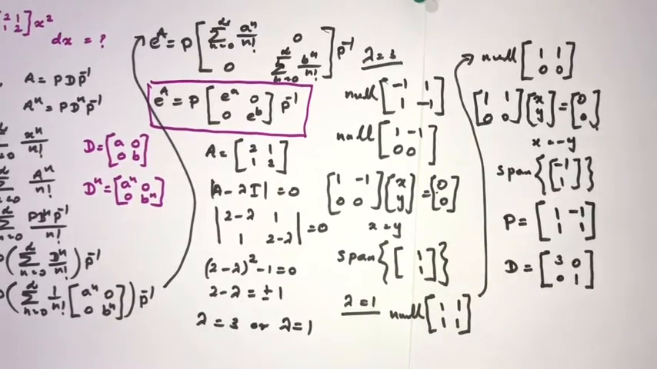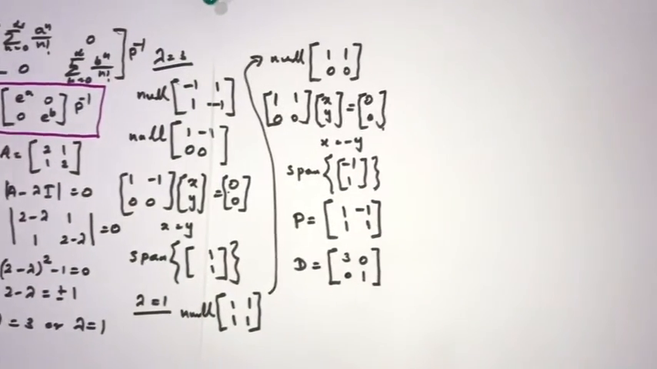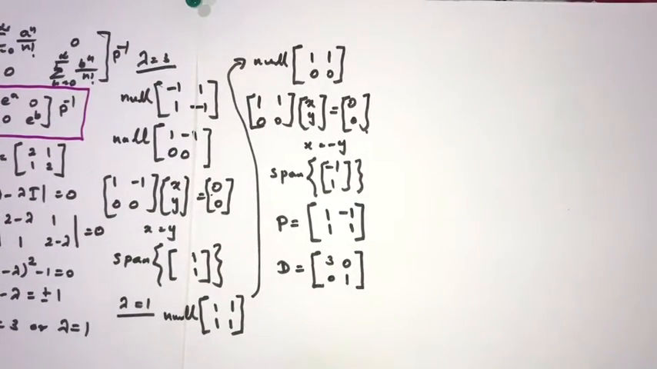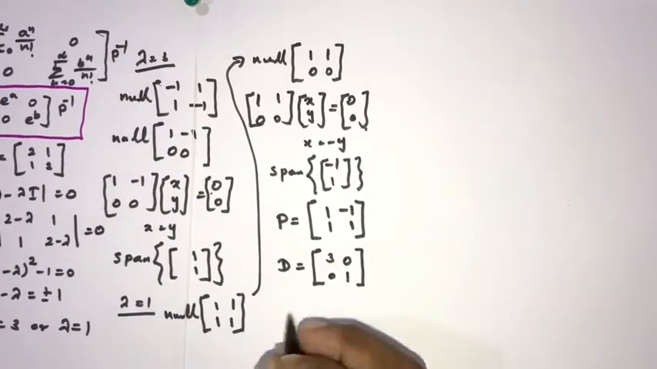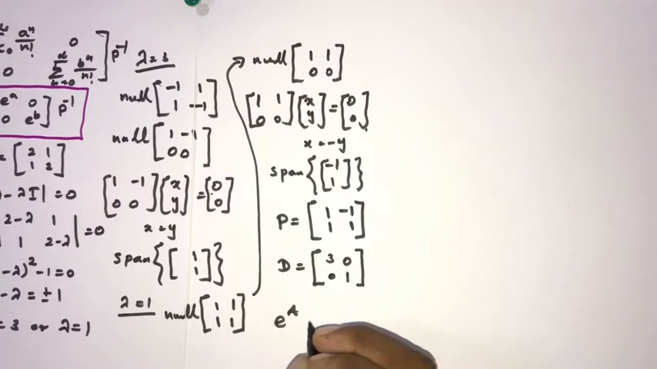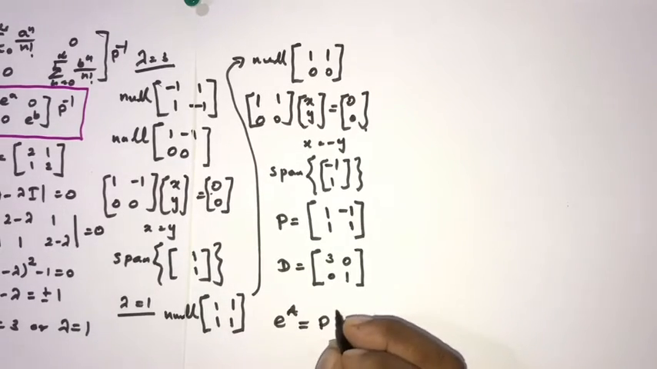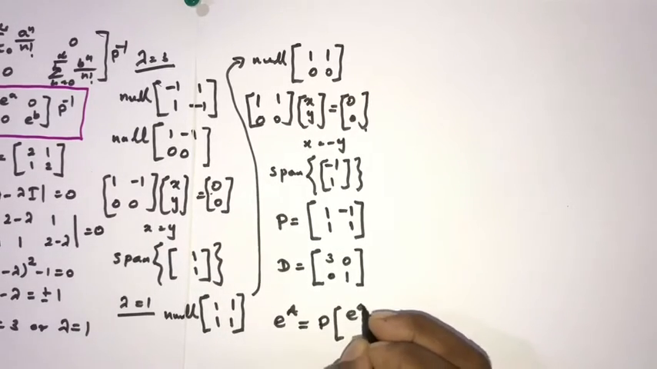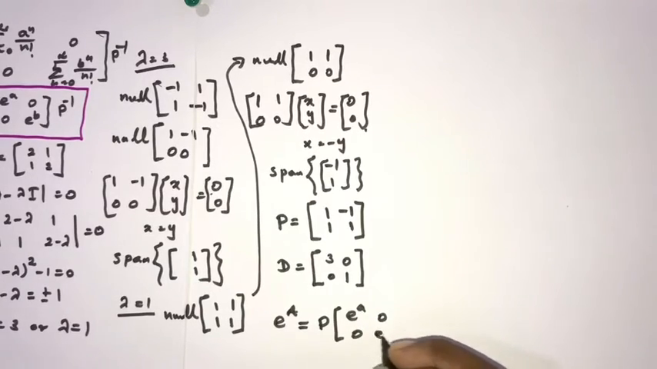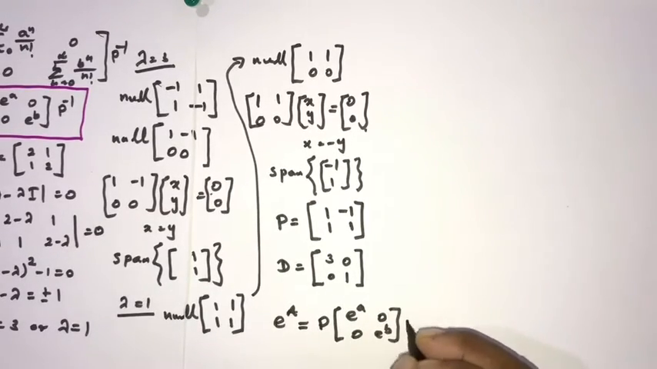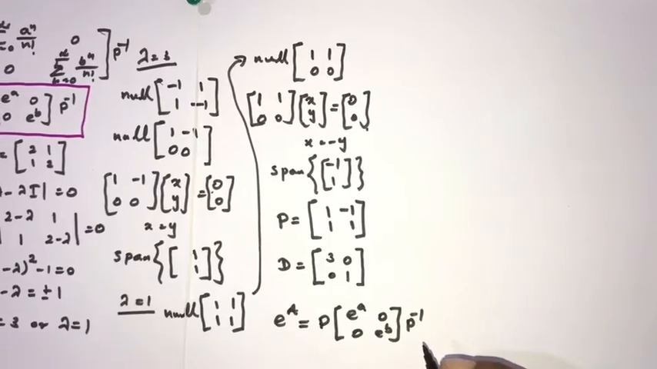Okay, then we can write e to the A. We know the formula: the exponential of a matrix, e to the A, is equal to P times [[e to the a, 0], [0, e to the b]] times P inverse.